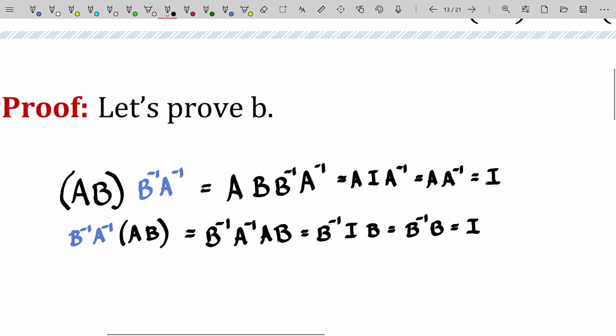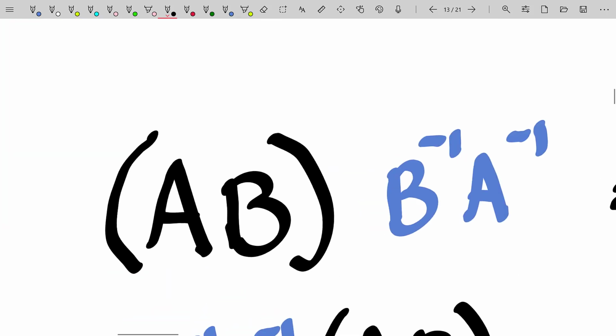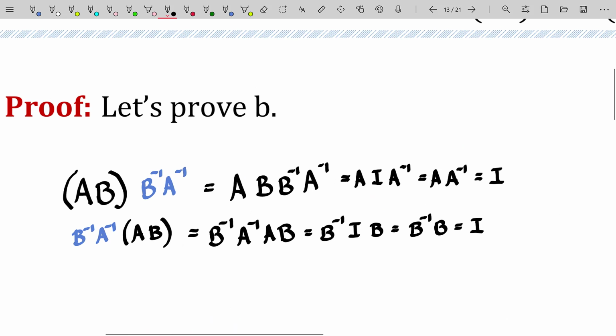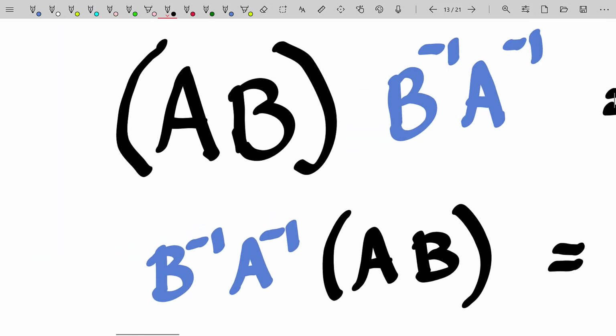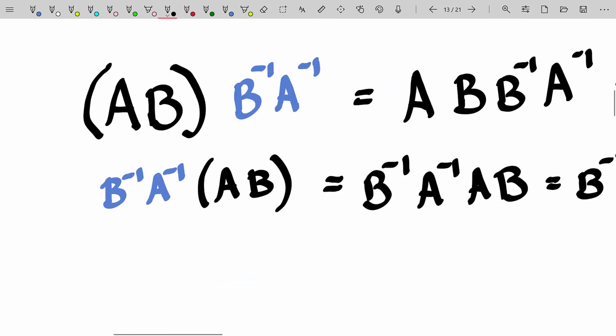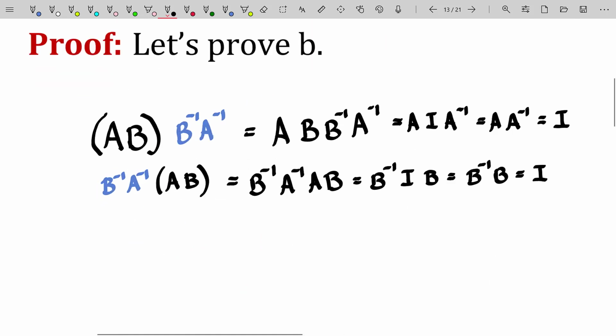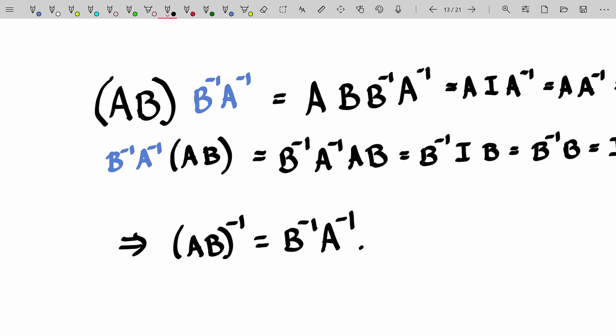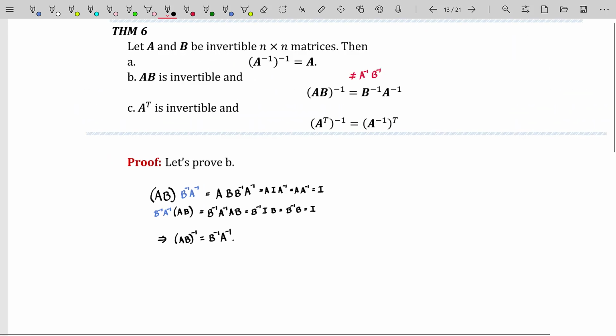So we have shown left multiplication by AB against that blue matrix is going to be the identity matrix, and right multiplication by AB against the blue matrix is also going to be the identity matrix. By definition, AB and B inverse A inverse are inverses. That is, the inverse of AB must be B inverse A inverse. That proof is done. There's not much to it.